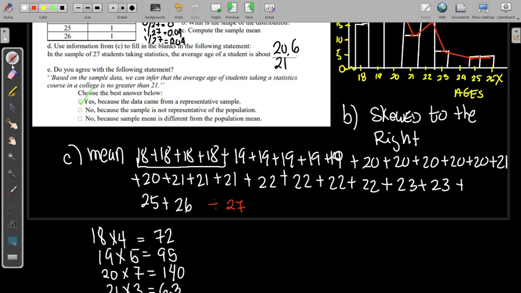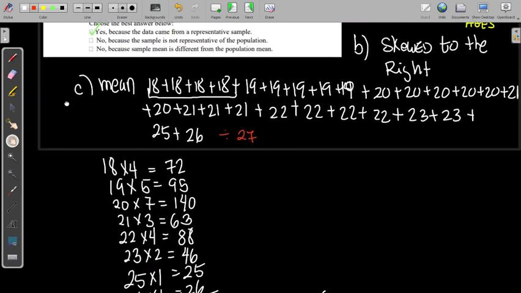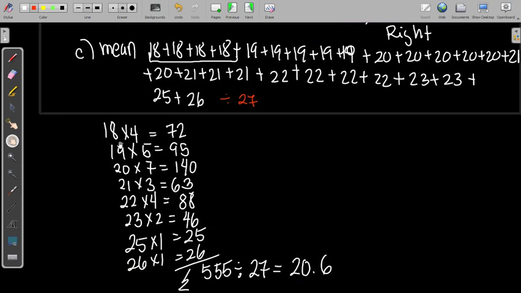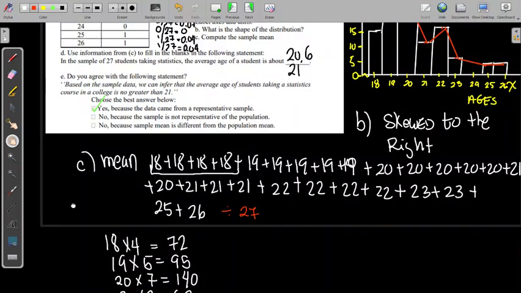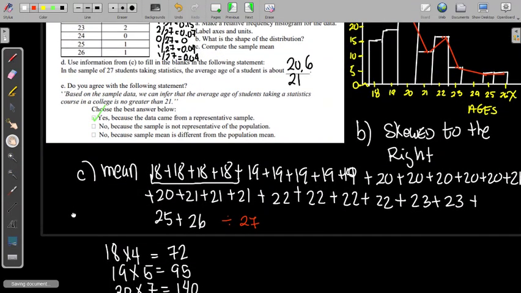The easy way to do this problem will be to use some sort of a multiplication table. So you have 4 18s, so you multiply by 4, and you get 72. You got 5 19s, so you multiply 19 by 5, and so on. And then you get the addition of everything, which is 555 divided by 27. And that's the mean. The mean is 20.6. Okay, I think that answers question C.